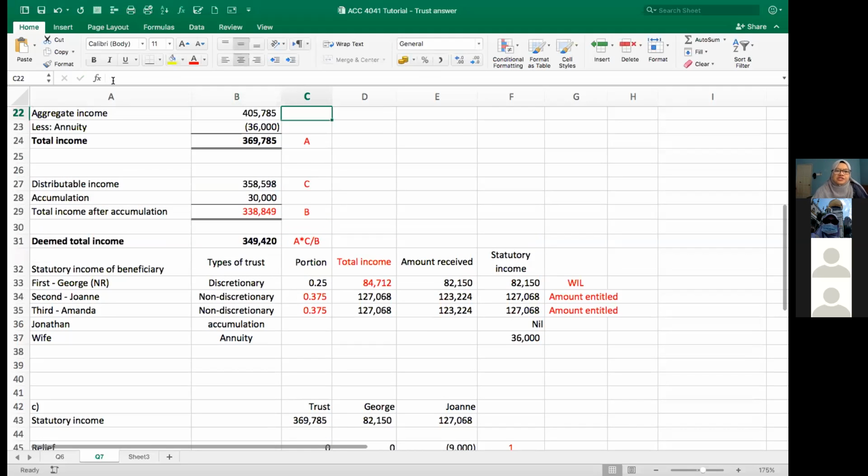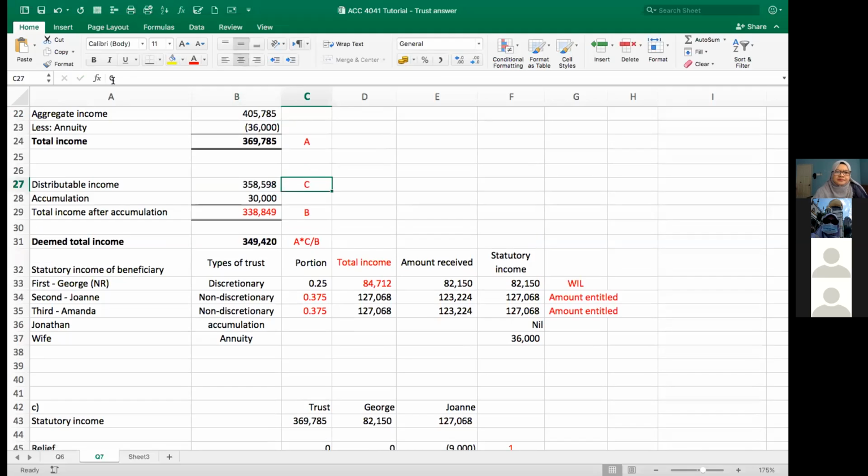C is your distributable income. It's B over C. So A times B over C, correct? C over B. C over B.